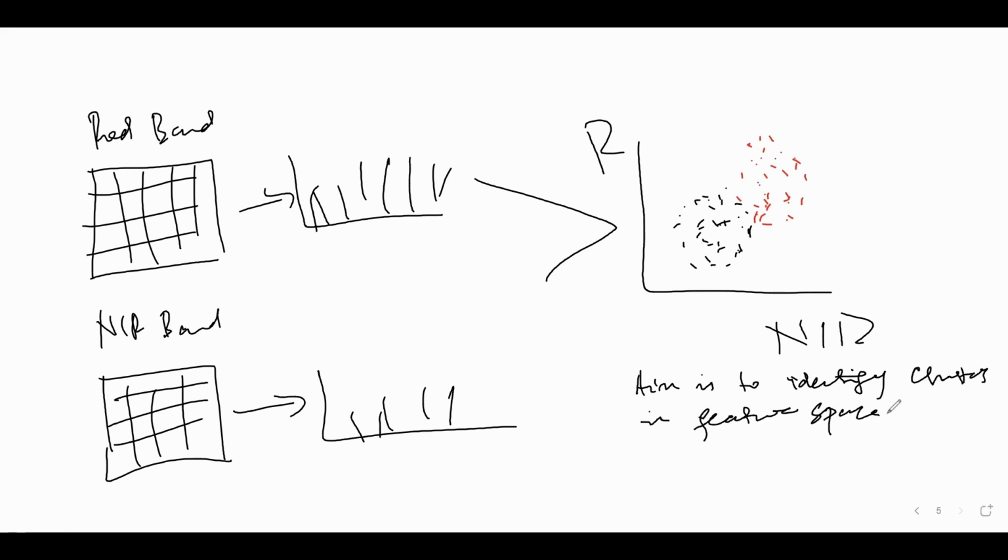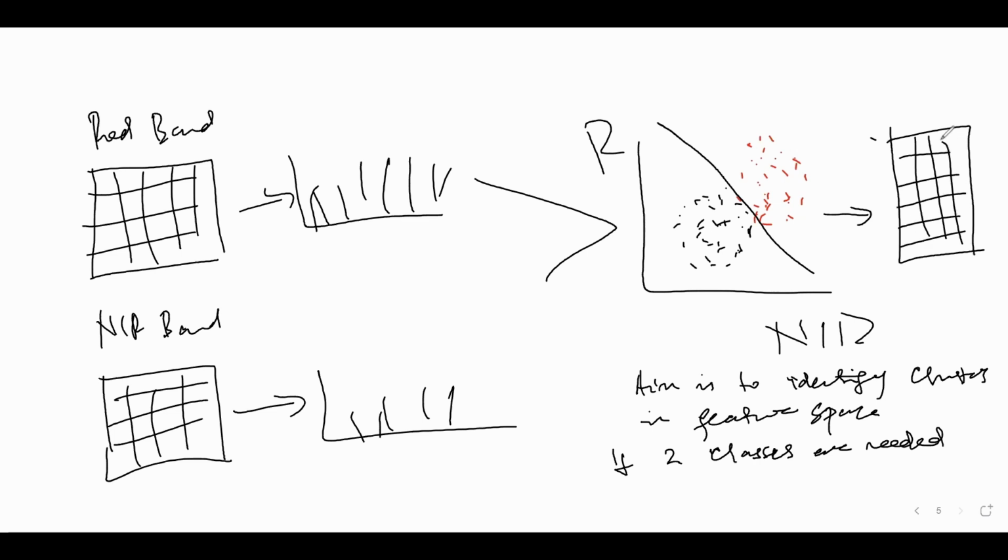So the algorithms we're talking about will look at the data, and if you say you want two classes, it will look into the data, divide it into two, and then your result will be an image with two classes. Now, after it has divided that into A and B, it will be for you to tell us that A is maybe water and B is vegetation.